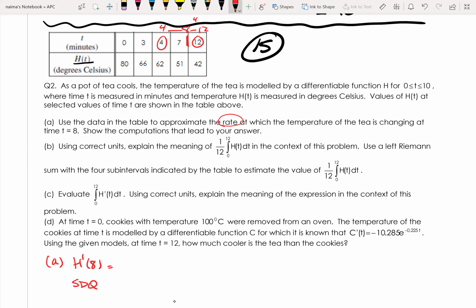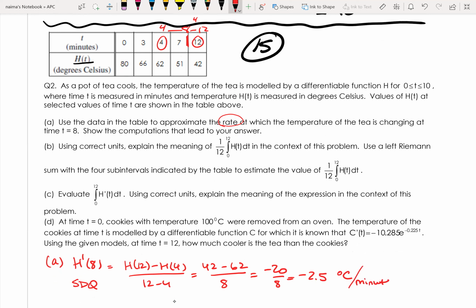So that would mean that it would be my temperature at 12 minus my temperature at 4, over 12 minus 4. And that's going to be 42 minus 62 over 8, which is negative 20 over 8, or negative 5 over 2. So negative 2.5, and my units would be degrees Celsius per minute. So it is cooling, right? Well, I guess we already knew that.